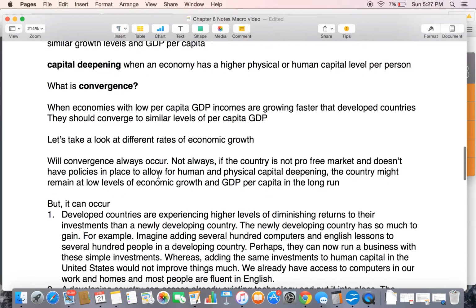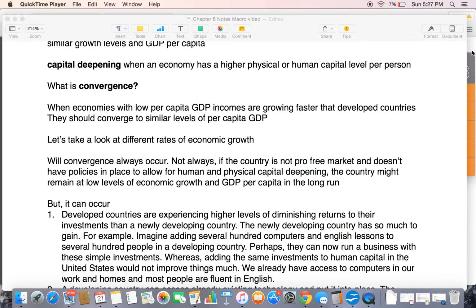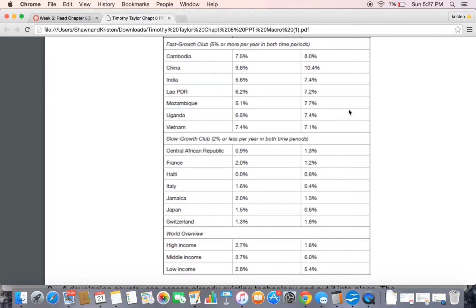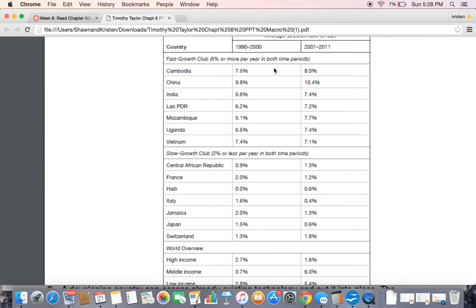So let's look at different rates of economic growth. I think that I had this in your PowerPoint slides, so I just wanted to pull it up real quickly and talk about it. Here we're looking at high, middle, and low income countries, and we have to look at different time periods. Obviously, what was going on globally between 2001 and 2011 is very different than what happened between 1990 and 2000, so we split the two time periods apart.